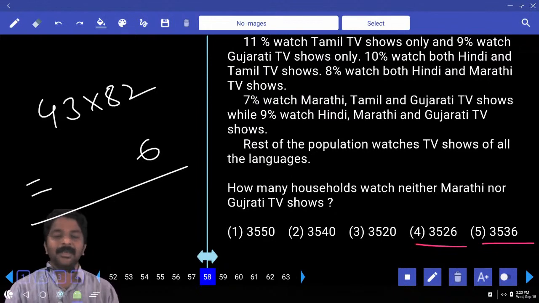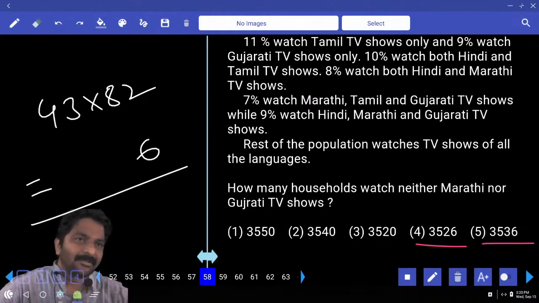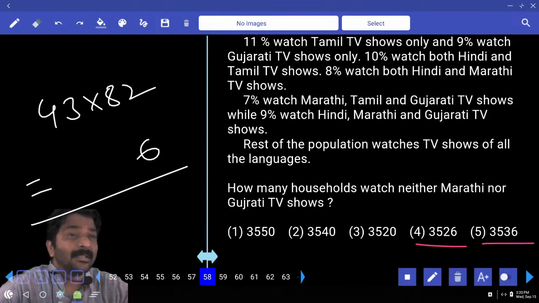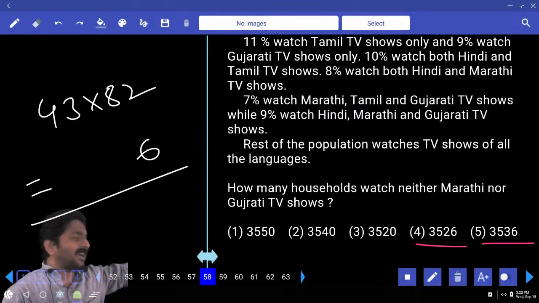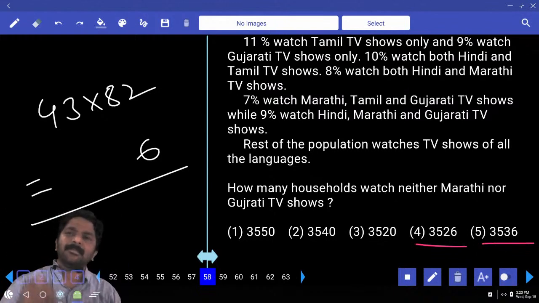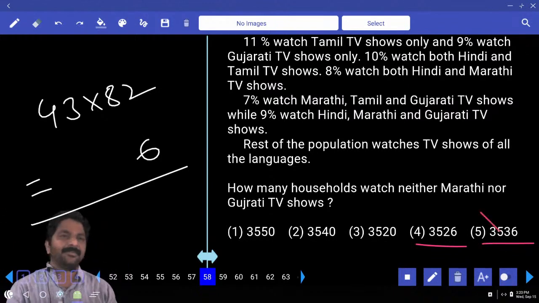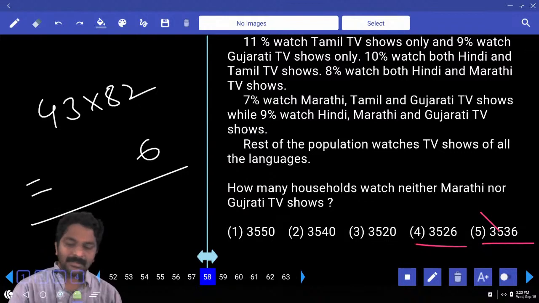Now observe your original numbers. Our answer is 43 into 82. Do you have a 2 multiple? Yes, obviously. Do you have a 4 multiple? When you don't have a 4 multiple in your actual numbers, can your answer be a 4 multiple? Fifth option eliminated, fourth final answer. Did you get this point? Next.